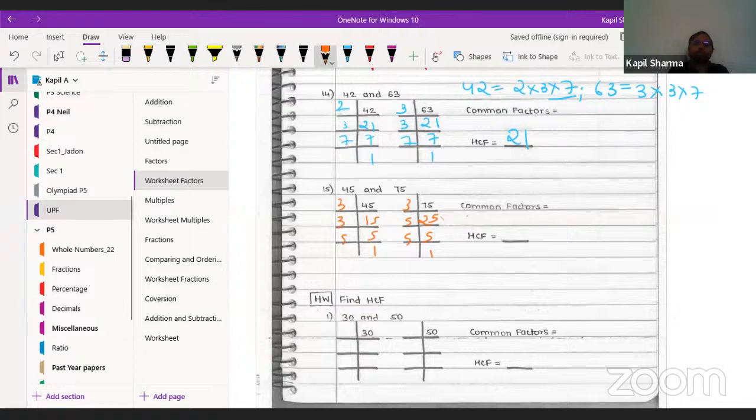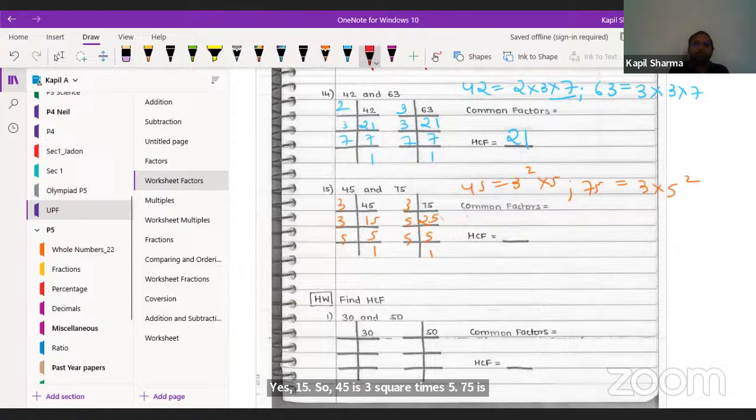Yes, 15. So 45 is 3 square times 5. 75 is 3 times 5 square. Common factors 3 and 5. And the smallest power of 3 is 1. 5 is also 1. So HCF is 15. Okay, I hope this is clear.